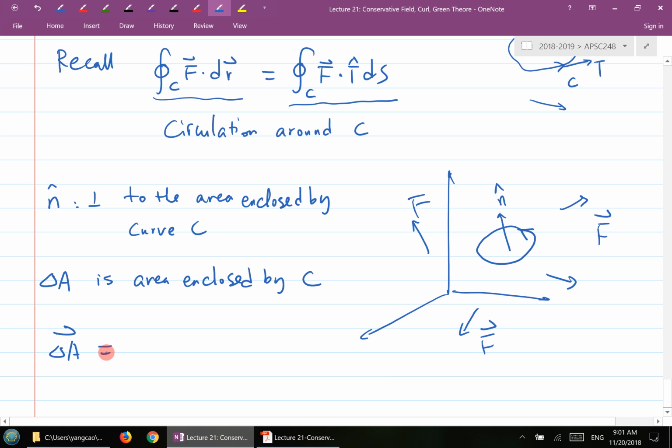A vector quantity basically means the same area and magnitude could be pointing this way, or that way, or this way, as indicated by the n hat. So this delta A is basically a vector. Its magnitude is the area, and the direction is the n hat. Any vector has two quantities, direction and magnitude. So this is the area vector. That's an interesting vector here.